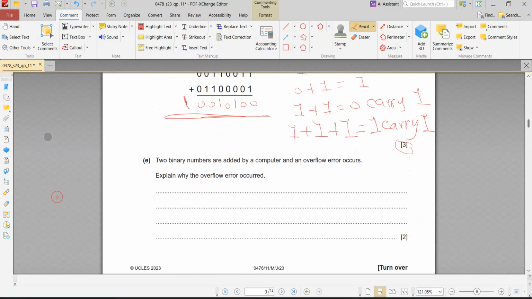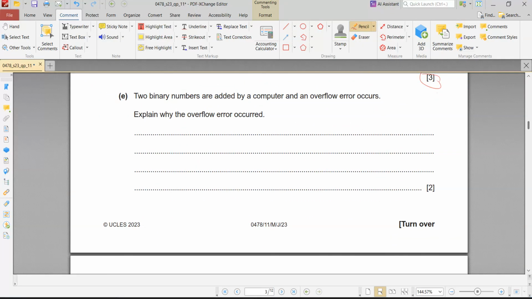So moving to the next question. The examiner in E, he said, explain.